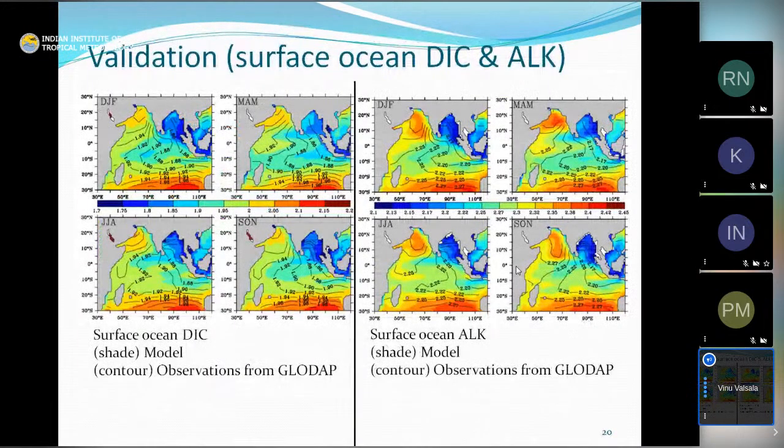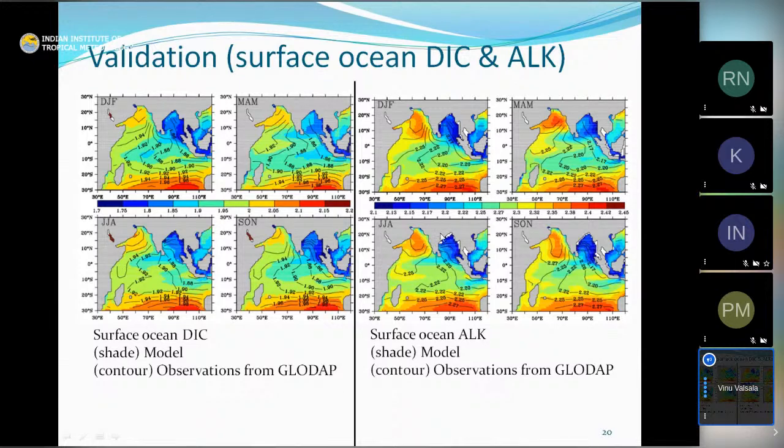Now, this is the validation for the surface DIC and alkalinity. So you can see that it has a very good match. The color shows the model and the contour is the observation. You can see there is a regional pattern matching reasonably well for the DJF, MAM, JJA and SON dissolved inorganic carbon between model and observation.